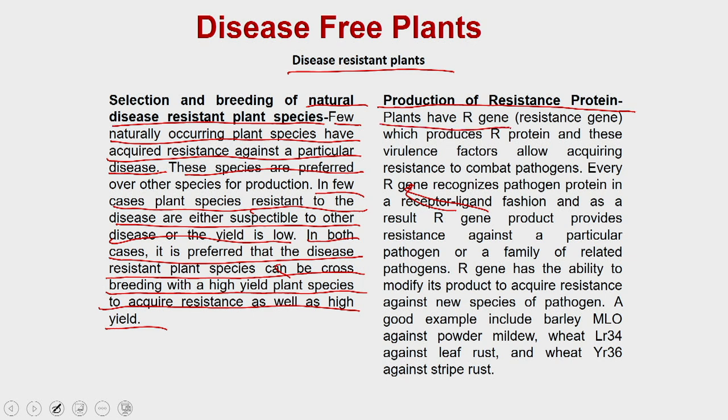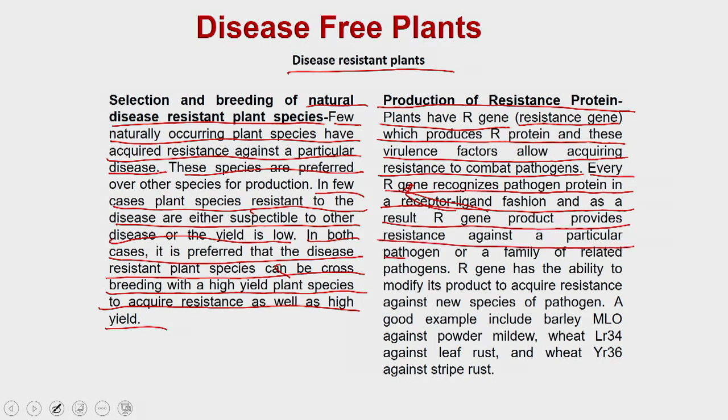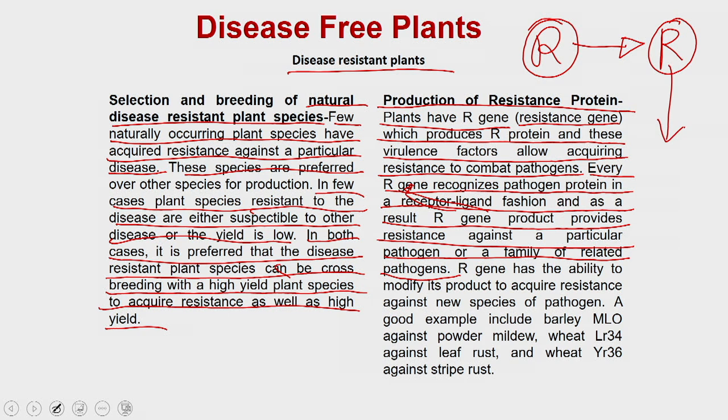You know that plants have R genes, which are the resistance genes, which produce the R protein, and these virulence factors allow acquiring resistance to combat the pathogen. Every R gene recognizes a pathogen protein in a receptor-ligand fashion, and as a result the R gene product provides resistance against a particular pathogen or a family of related pathogens. Which means every resistance is because of the R gene, which produces an R protein, and this R protein binds a ligand on the pathogen, and that's how it gives the resistance in that particular plant.